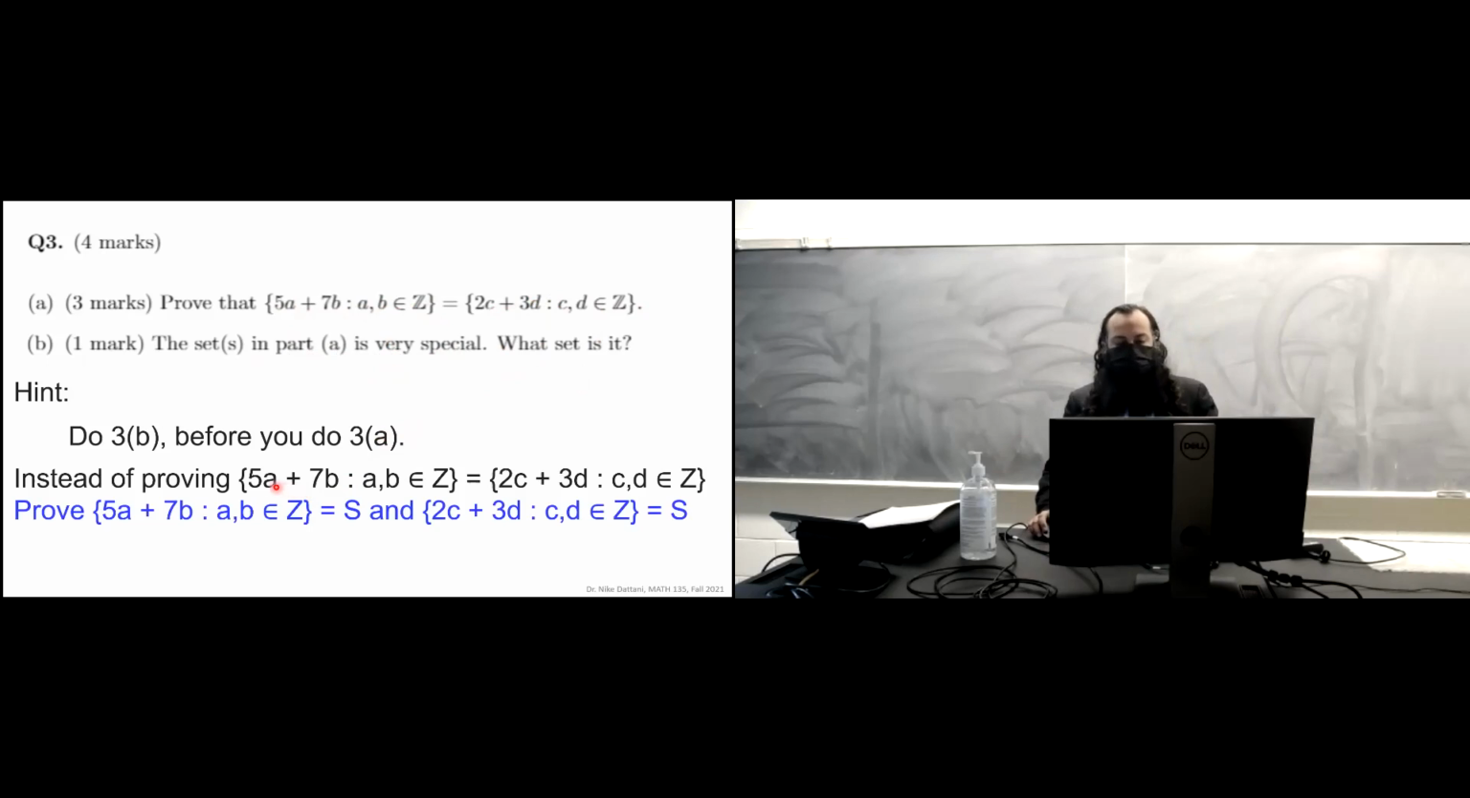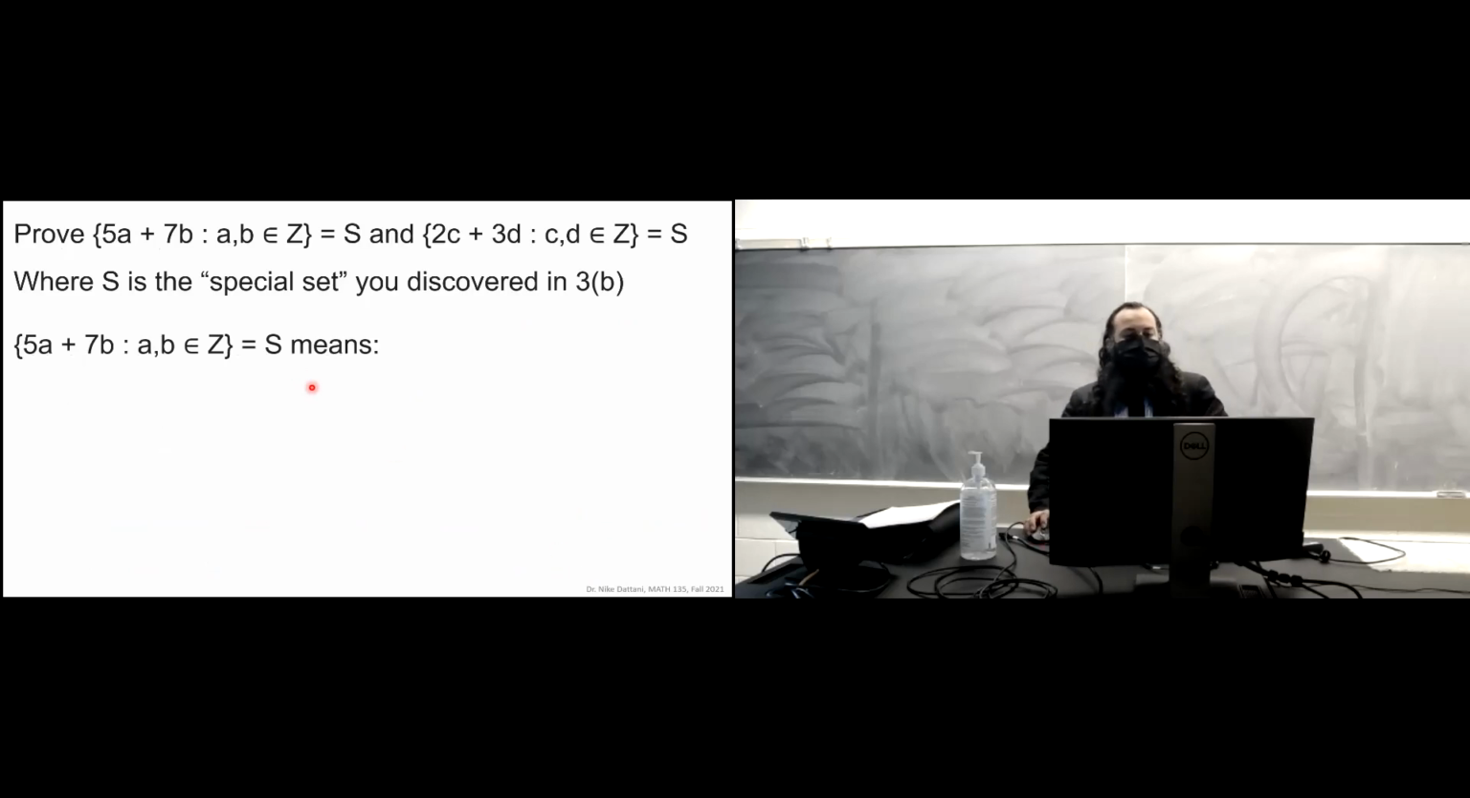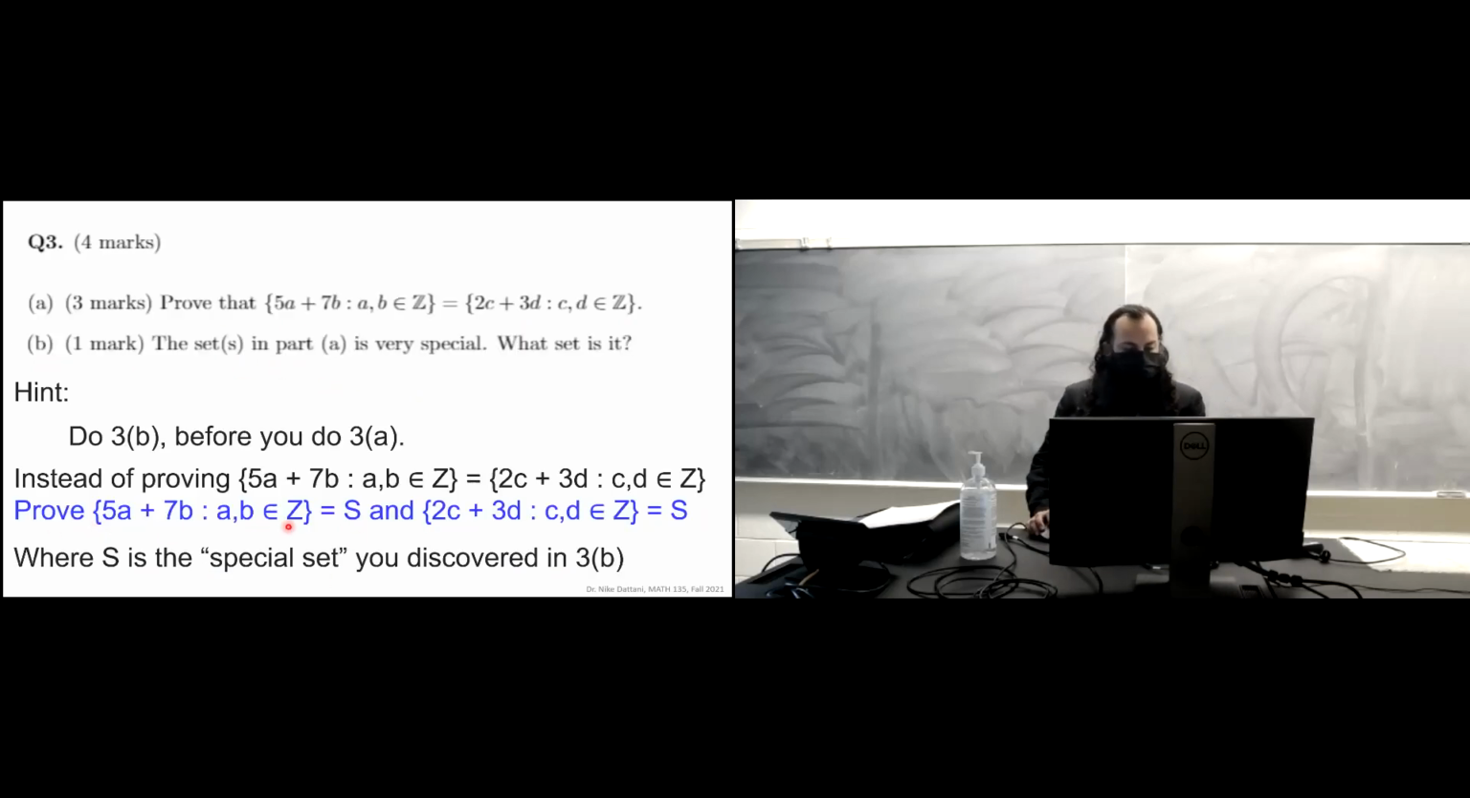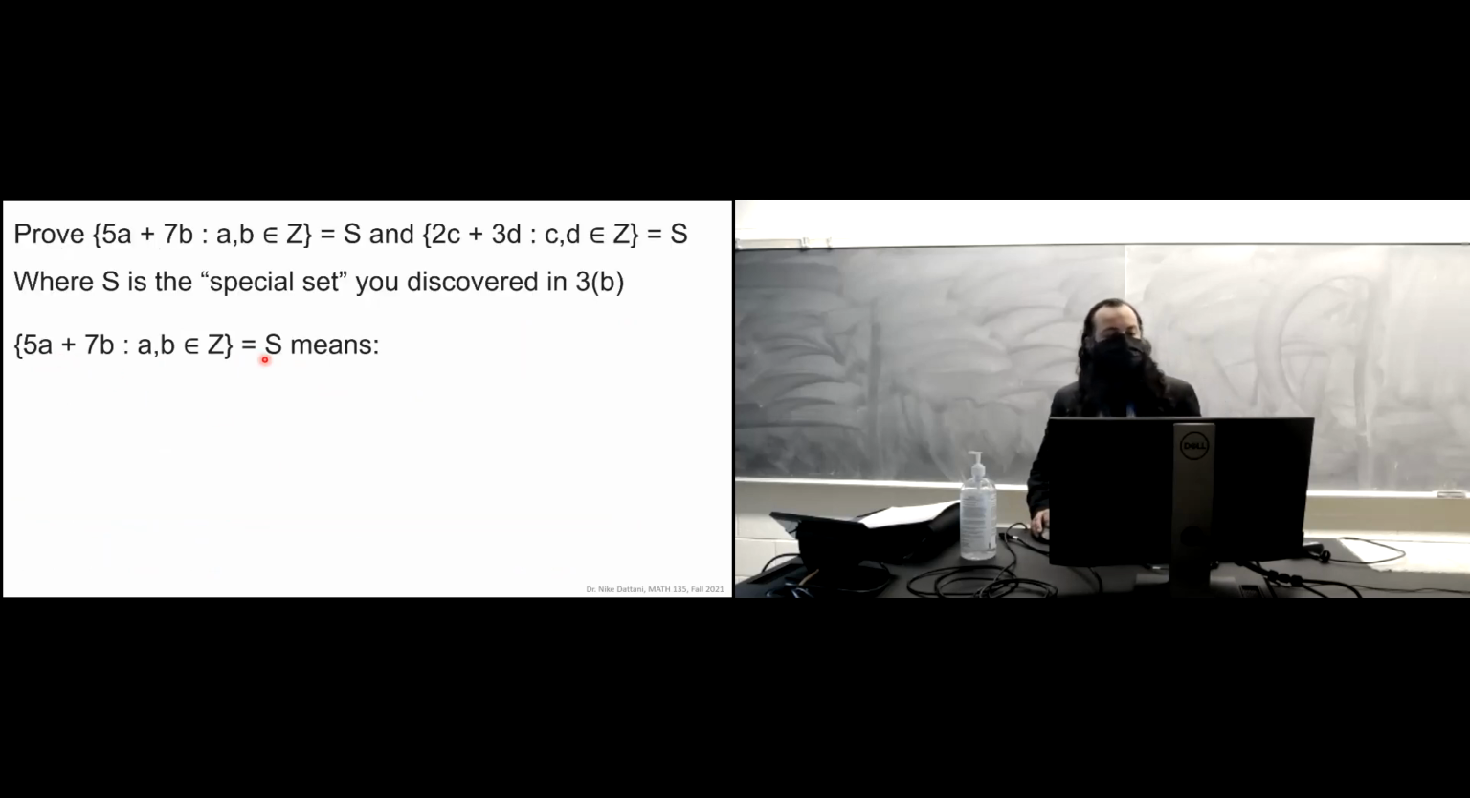And then instead of proving that this set equals that set, we have the special set S. Prove that this first set equals the special set, and the second set equals the special set. That's the same as proving that the first set equals the second set. Got it? All right, where S is the special set that you discovered in 3B. Now, what does this mean? If I want you to prove that this equals the special set and this equals the special set, what does that mean for this to equal the special set?